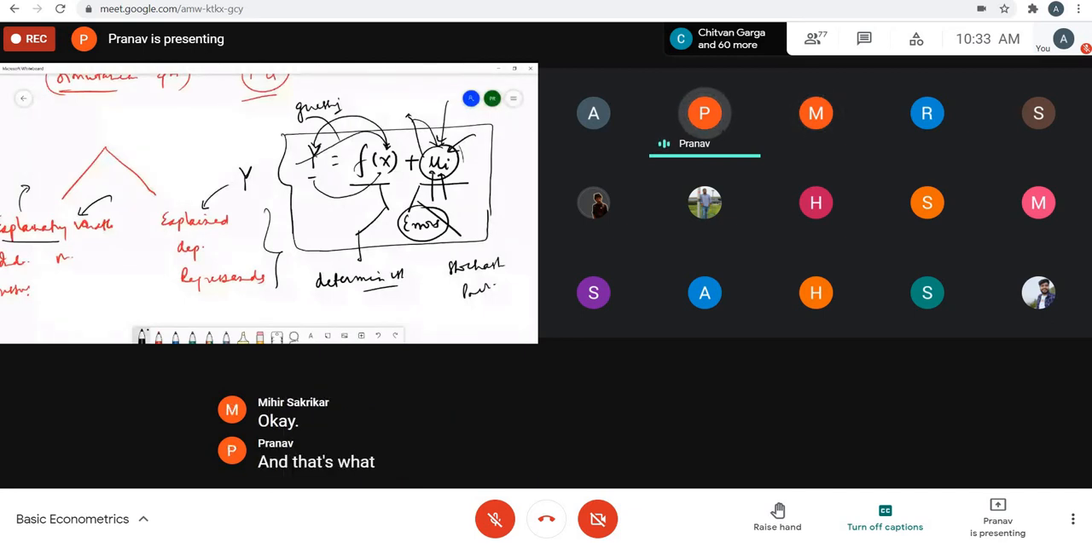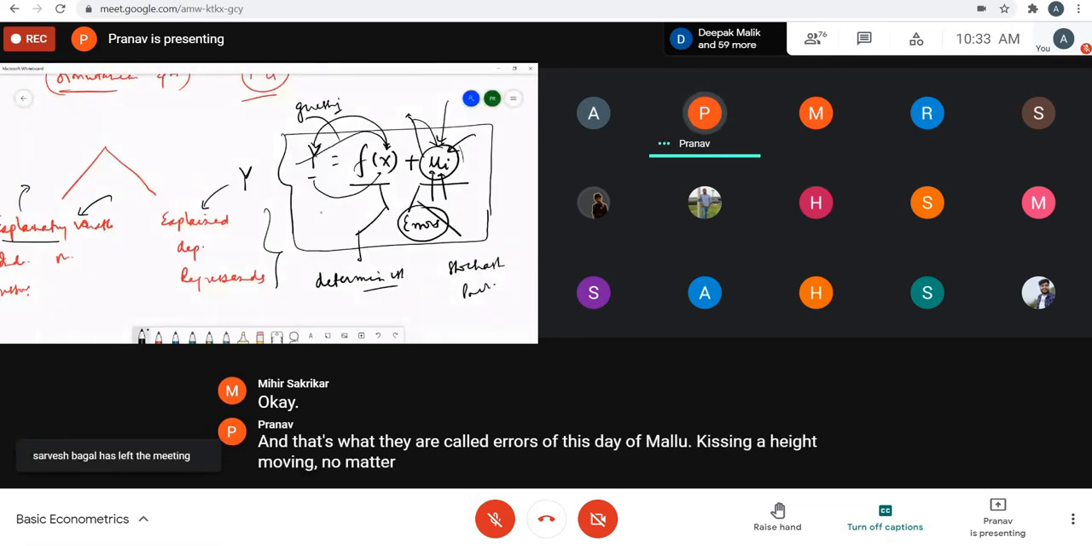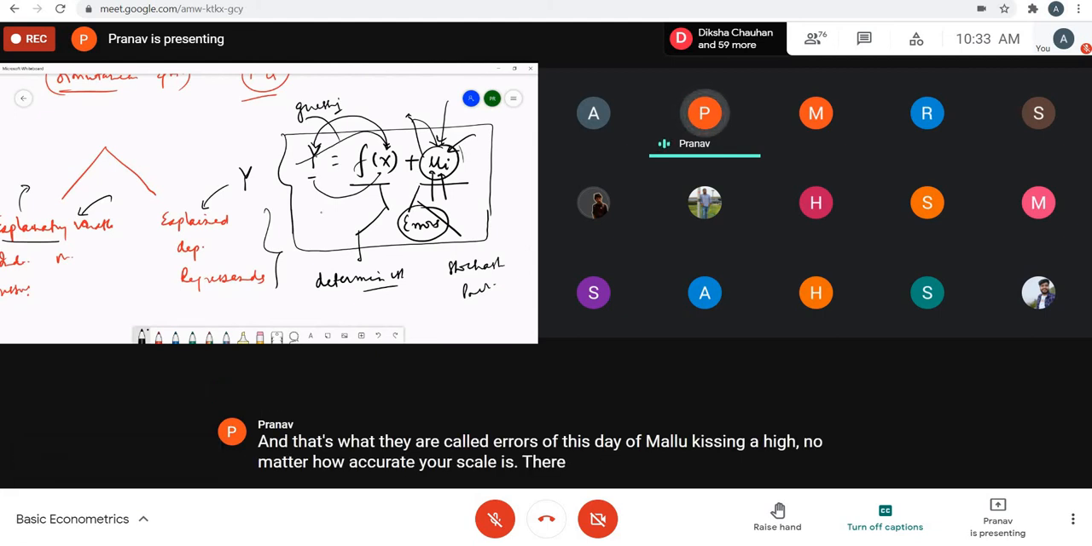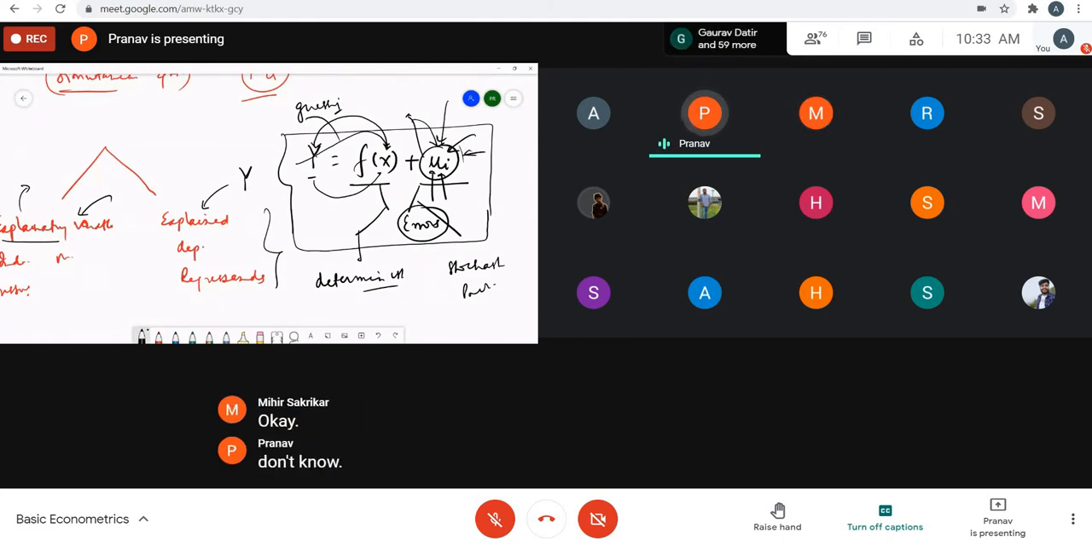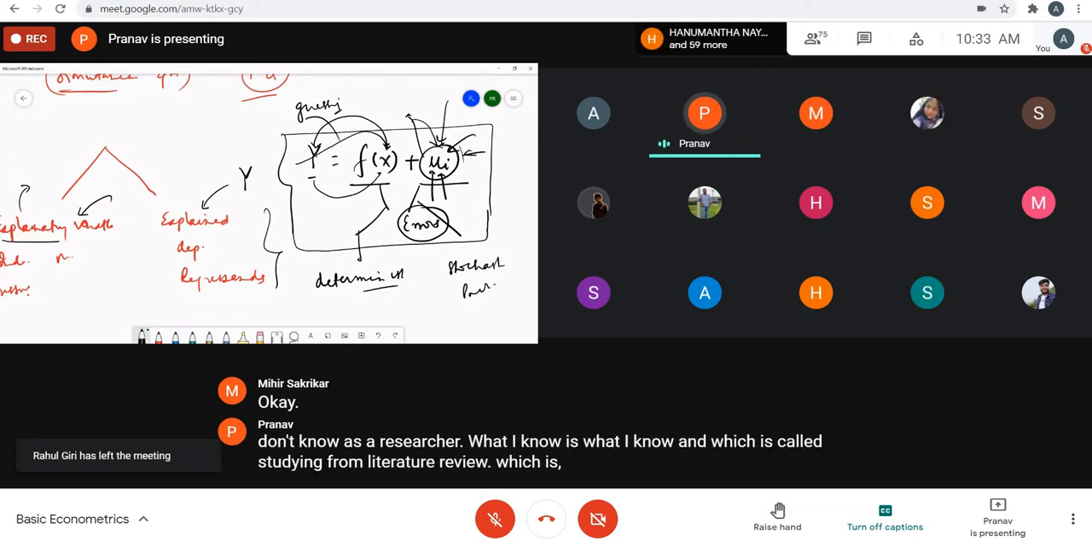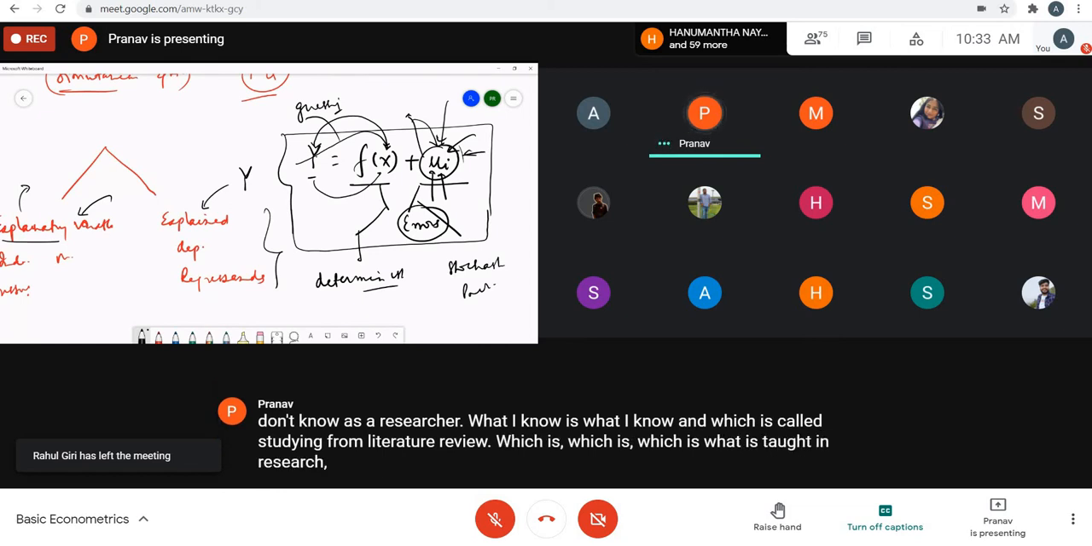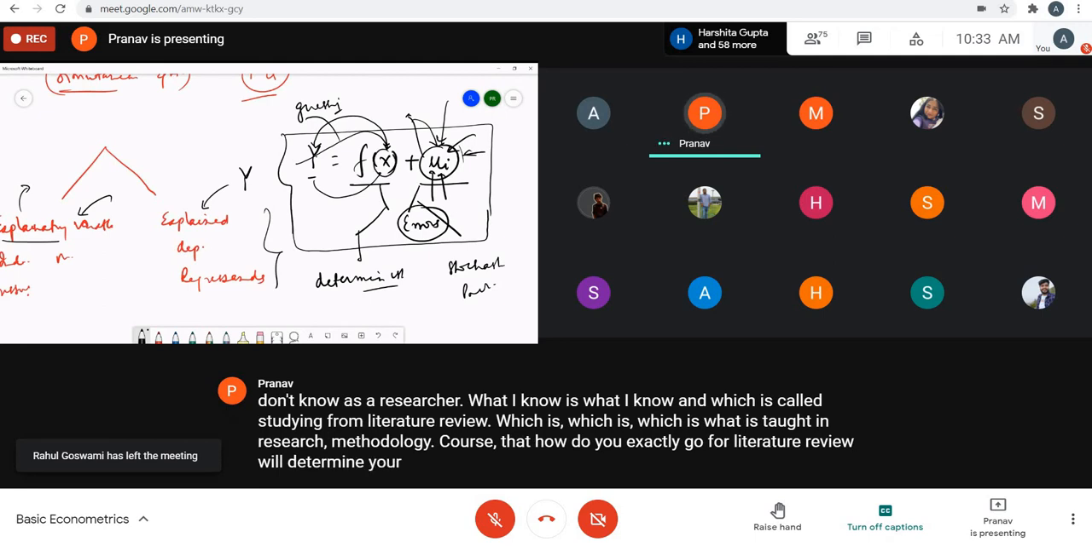And that's why they are called errors. Now suppose I have to measure someone's height, no matter how accurate your scale is, there will be a measurement error all the time, and which you don't know. So error term is precisely what we don't know as a researcher. What I know comes from studying the literature review, which is what is taught in the research methodology course. How you go about the literature review will determine your X. But error term is unknown.